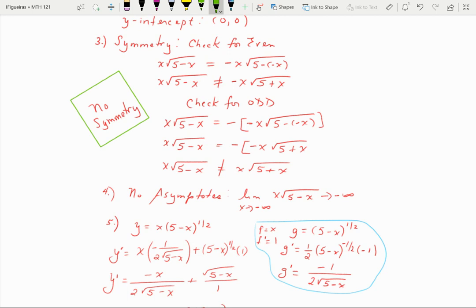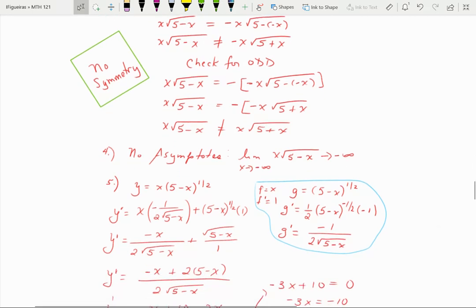So I'm going to check the limit as x approaches negative infinity. Well, as x approaches negative infinity, this x here goes to negative infinity. And this inside part will be minus negative infinity. Well, this goes to infinity. So negative infinity times positive infinity goes to negative infinity. So if you don't get a finite result, you're not going to have a horizontal asymptote. So no asymptotes in this graph. All right, so now we need to find our first derivative.